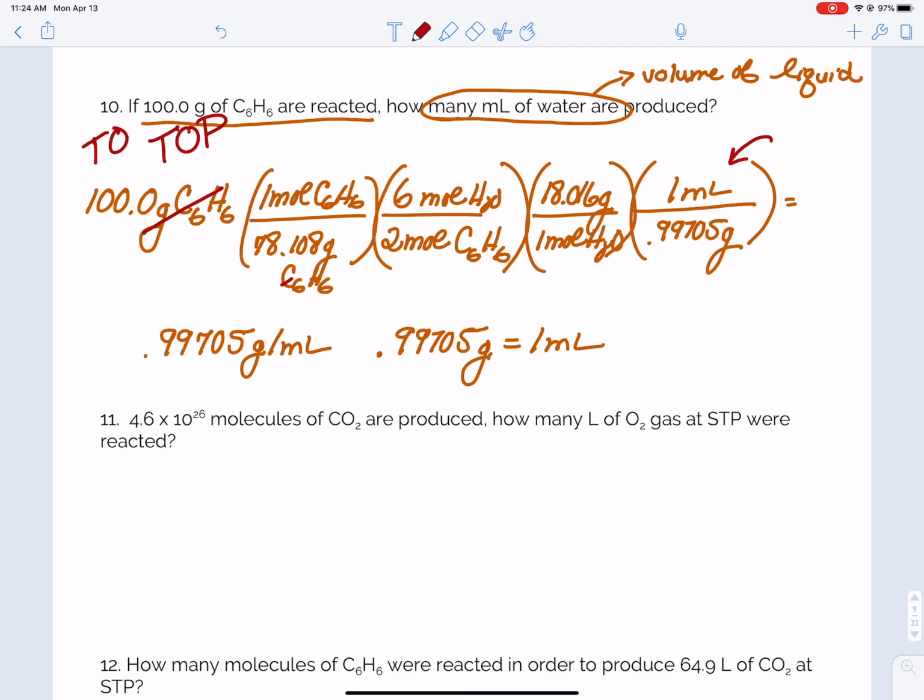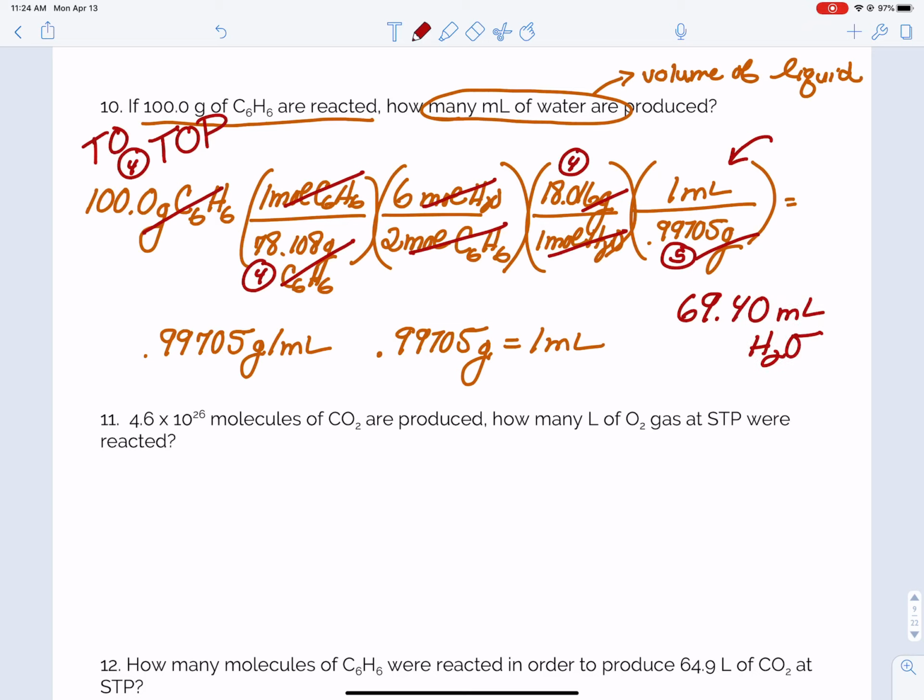Do my units cancel out? Moles of water, grams of water, grams of water. Looks like they do. I plug this all into my calculator. 4 significant figures. All my molar masses have 4 significant figures. The density is 5 significant figures. So my answer can have 4 significant figures, and I get 69.40 milliliters of water.